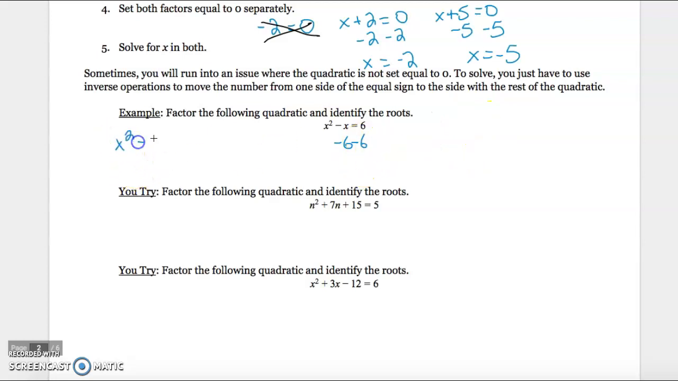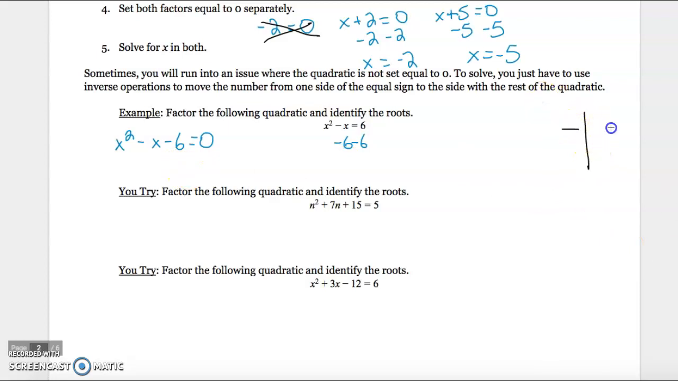X squared minus x minus 6. Make sure you're only combining like terms, so x squareds can't be combined with regular x's, and can't be combined with negative 6. All right, is there a GCF is my next step, because it's already set equal to 0. So now, is there a GCF? Nope. So now I'm going to go ahead and factor it.